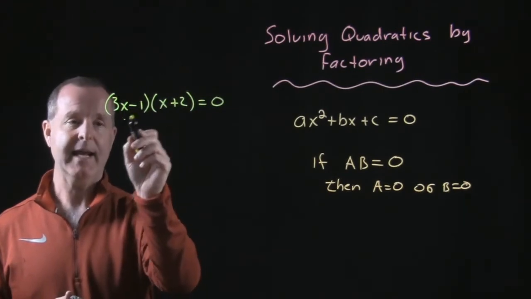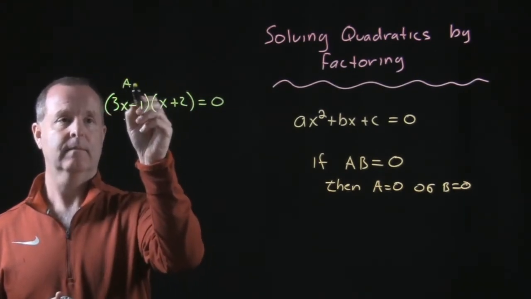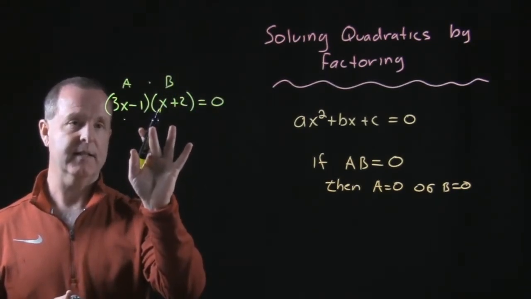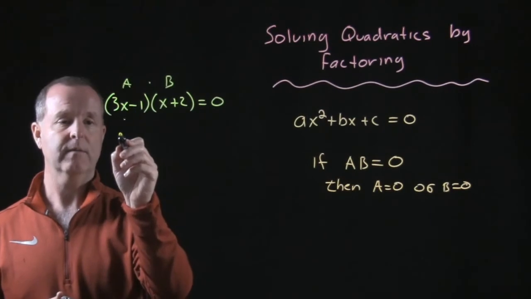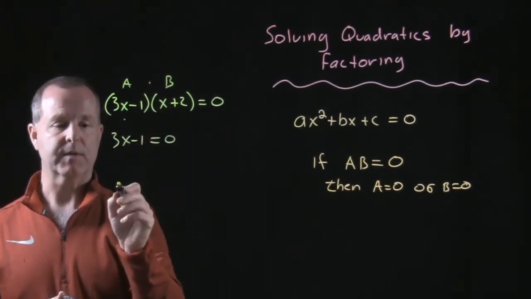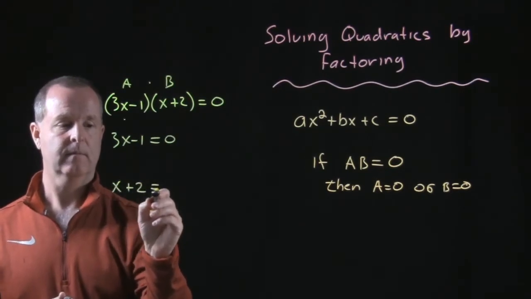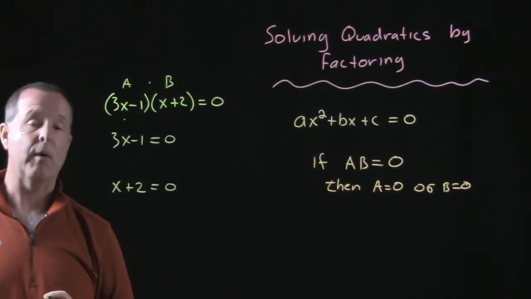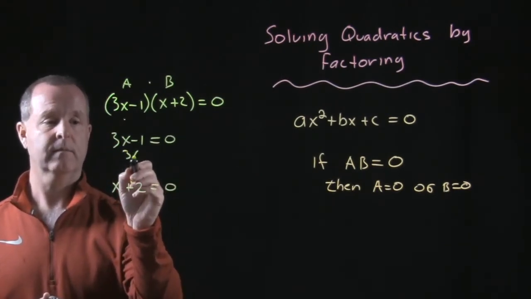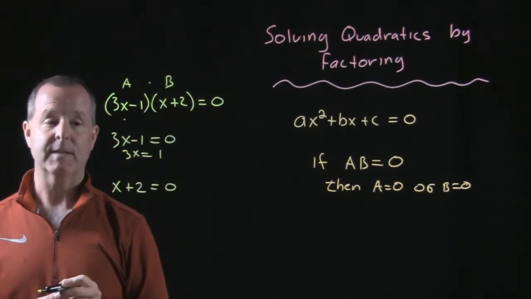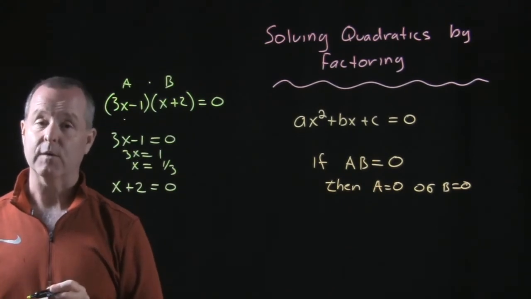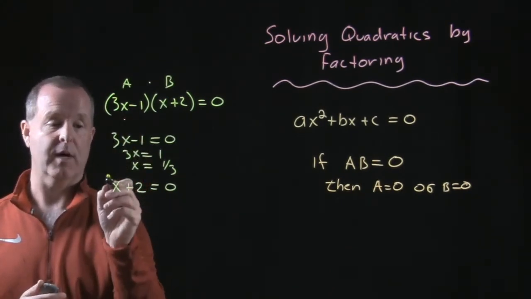I have some a times b, and it equals 0. So the solutions of this occur when either a equals 0 or b equals 0. And I like to solve both of those. So 3x minus 1 equals 0, add 1 to both sides. Divide both sides by 3. x equals 1/3. That's one solution to this quadratic.